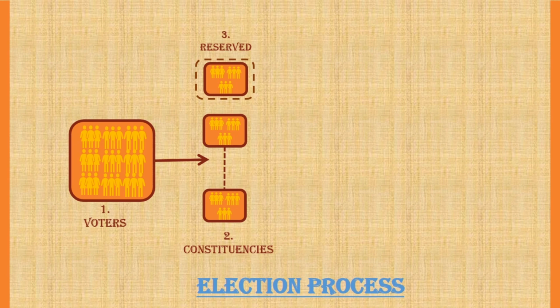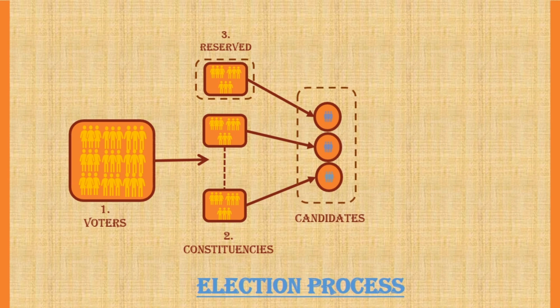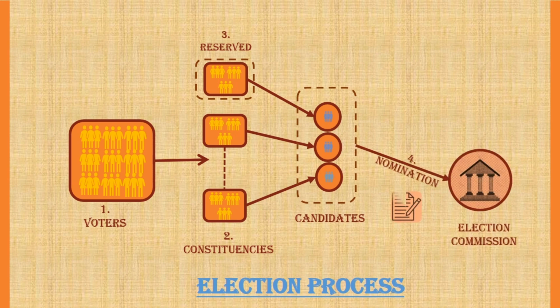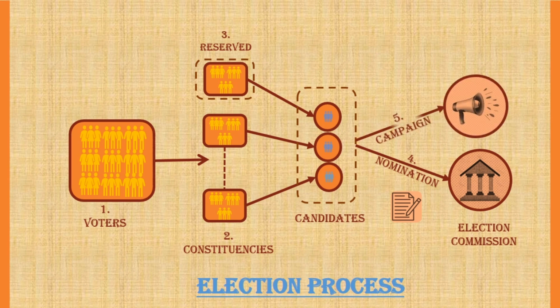Some of these constituencies are reserved for weaker communities of the society. Now, political parties decide their candidates who are going to contest elections from these constituencies. These candidates submit their nomination form to the representatives of the Election Commission. Next, these candidates campaign for election and appeal to voters to vote for them. In the sixth stage, the voters of each constituency vote for the candidates who are contesting election from their constituencies.